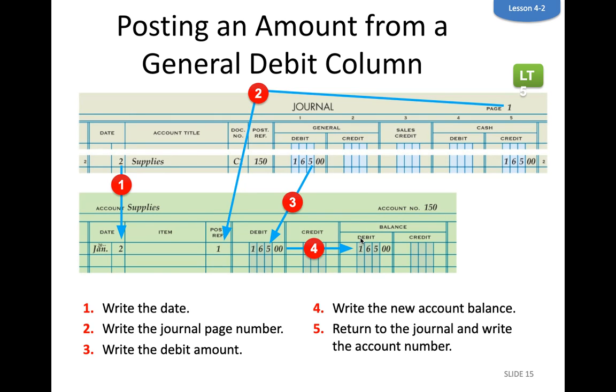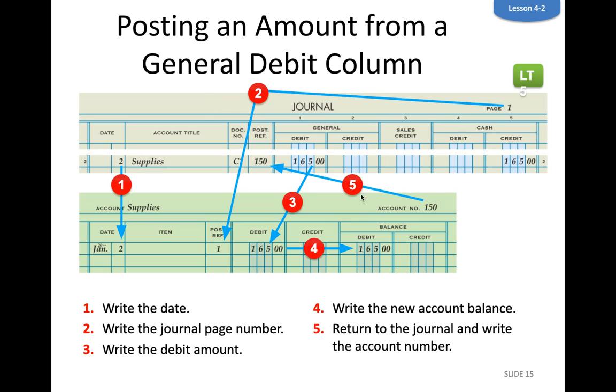And then number 5, go back to your journal. And again, we never put anything in the post reference box. Now that's where you fill this in. So step 5 is to look at the account number, which was 150. So you're going to put the supplies account number in the posting reference.